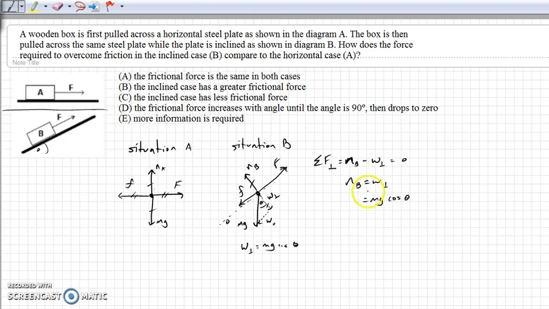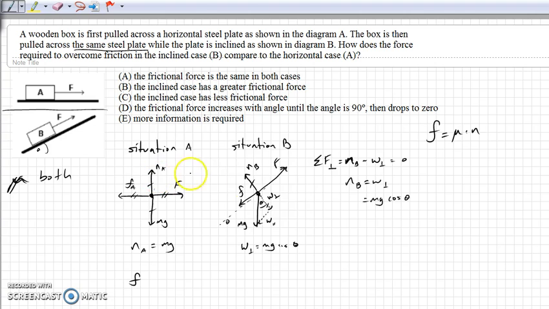Okay, so why do we care about this? Well, in situation A, the normal force is equal to mg. In situation B, the normal force is mg cosine theta. So this helps us think about what friction is going to be, because we actually have an equation for friction, and that's the coefficient of friction times the normal force. So mu is going to be the same in both situations because it says that it is the same steel plate in each situation, and the steel plate has a certain surface, and the surface is not changing in either situation. So mu is the same, it's shared.